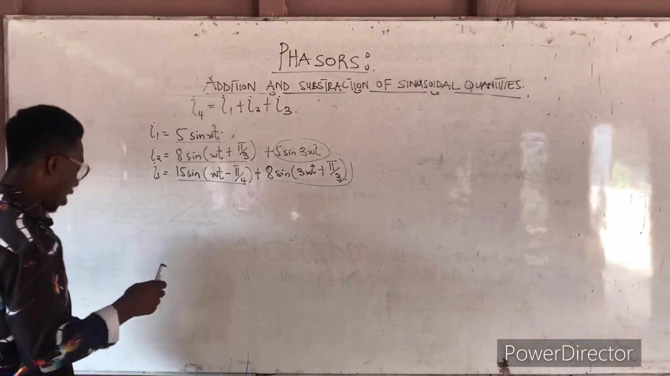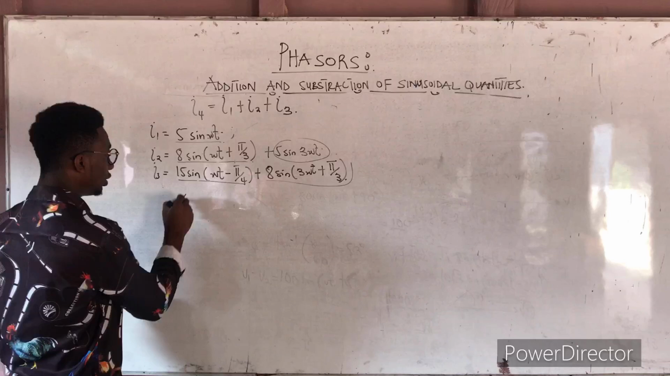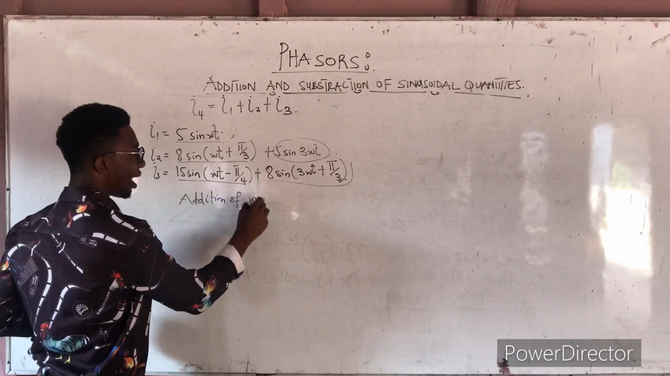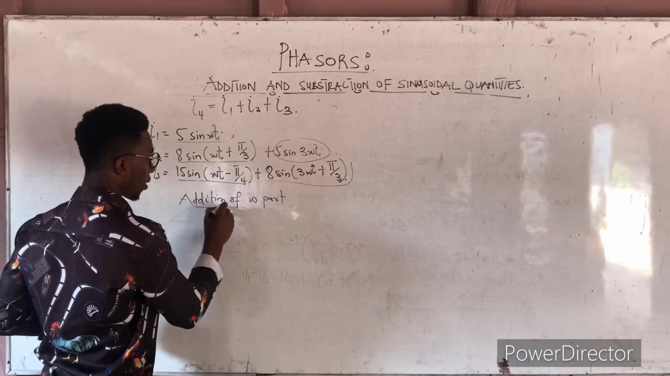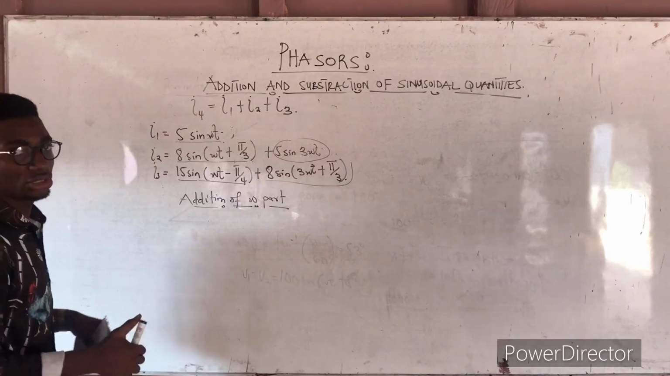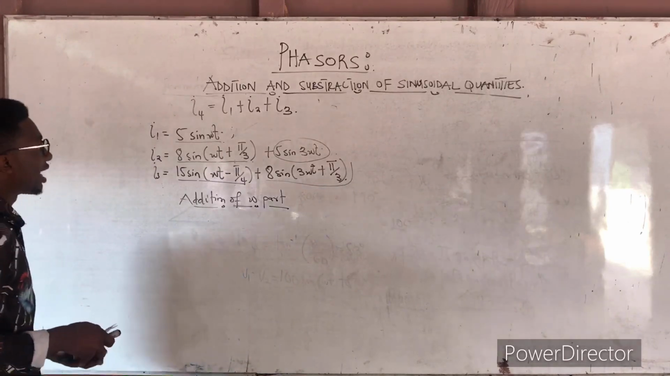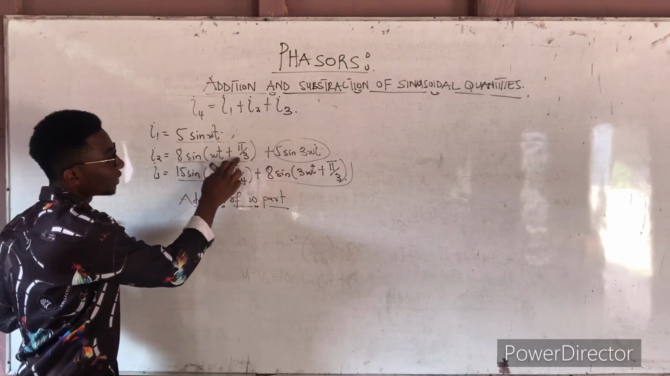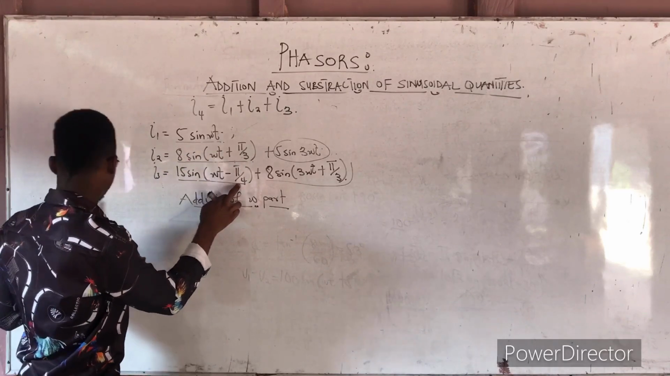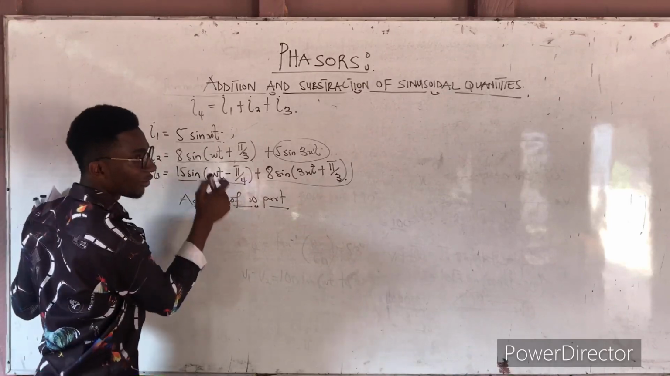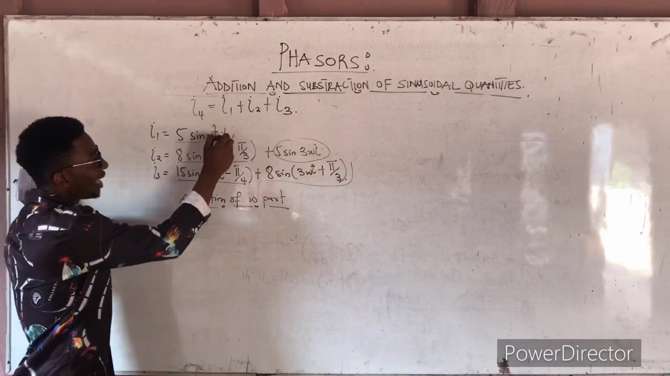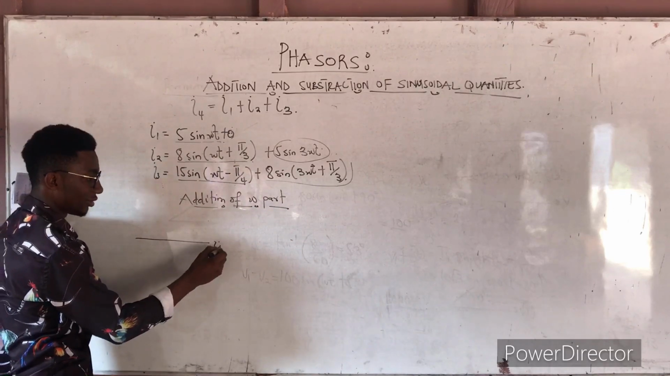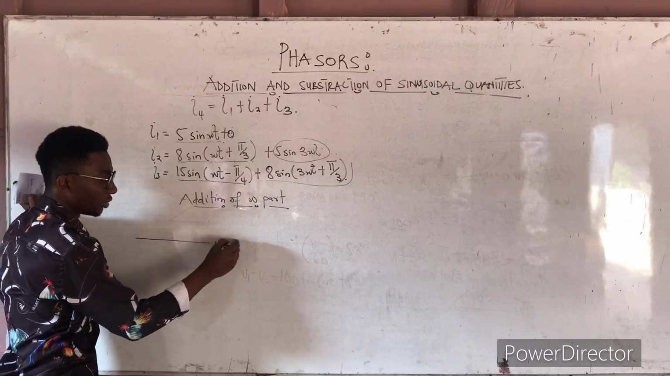Okay. So now with the solution, we want to do the addition of the omega part. The addition of the omega part: we have 5 sine omega t, 8 sine (omega t plus pi/3), and 15 sine (omega t minus pi/4). But before that, you have to draw the phasor diagram. Now this I1 is in phase. It has no phase angle. It has a peak of 5.